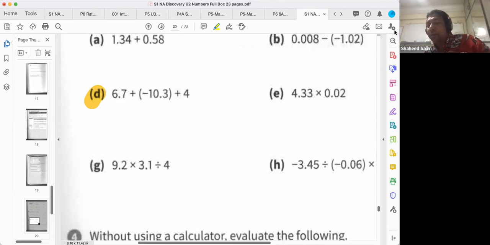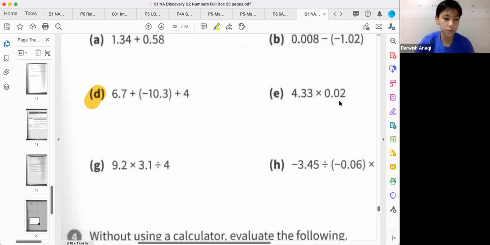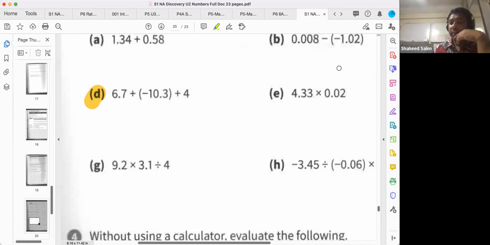This one. Darwish, what is your answer? 0.7. 0.4. Positive. Okay. What about the rest? Wait, am I going too fast? I'm scared I'm going too fast, but if I go too slow, you all might fall asleep also. Darwish, well done. Just remove the bracket. Okay, 1 minute more. Let me plug this in.